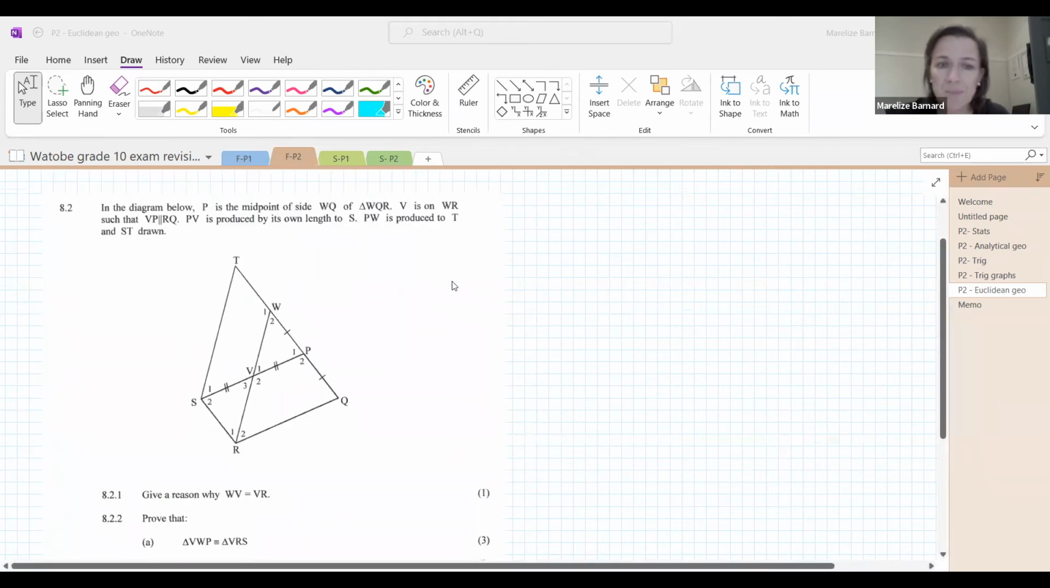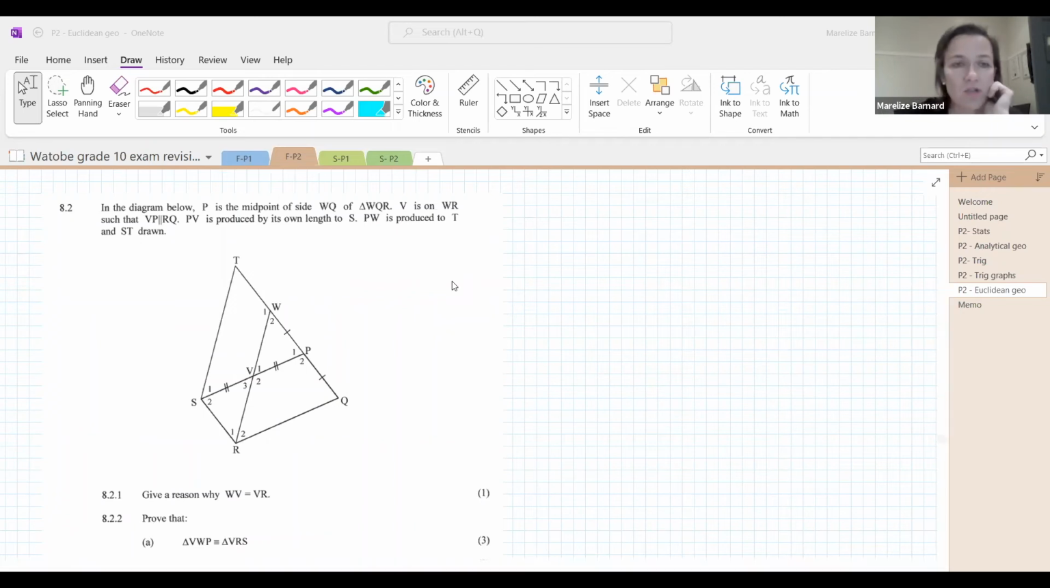Here you go. I'm going to give you a few minutes to have a look at the question as always. Read through at the top what is there, make sure everything is transferred to your sketch. And then you can start working on the first two questions. Give a reason why WV is equal to VR, and we have to prove a congruency as well.